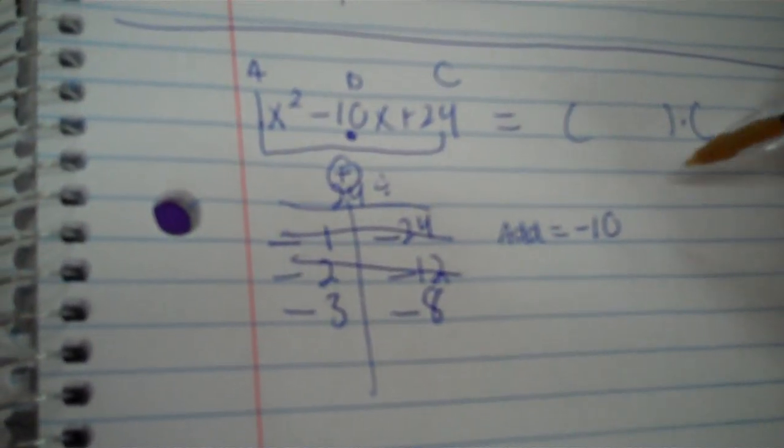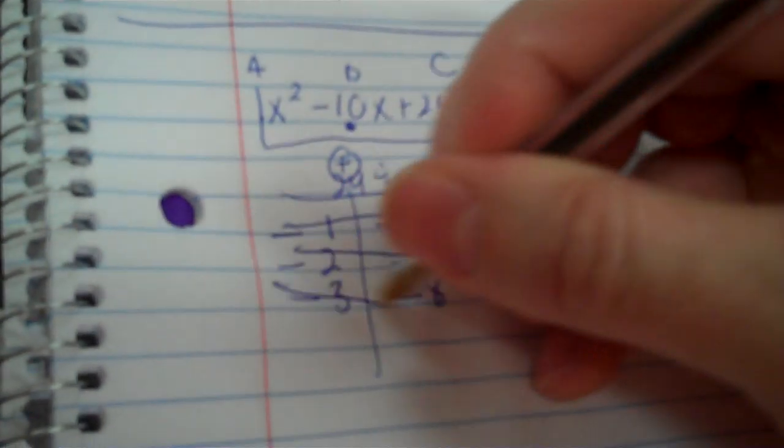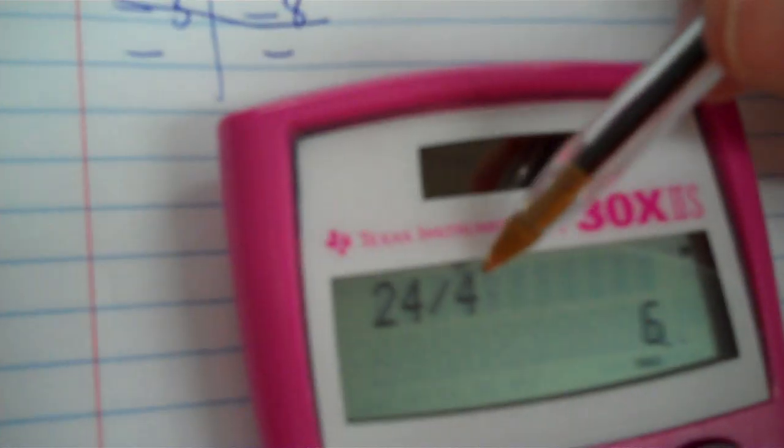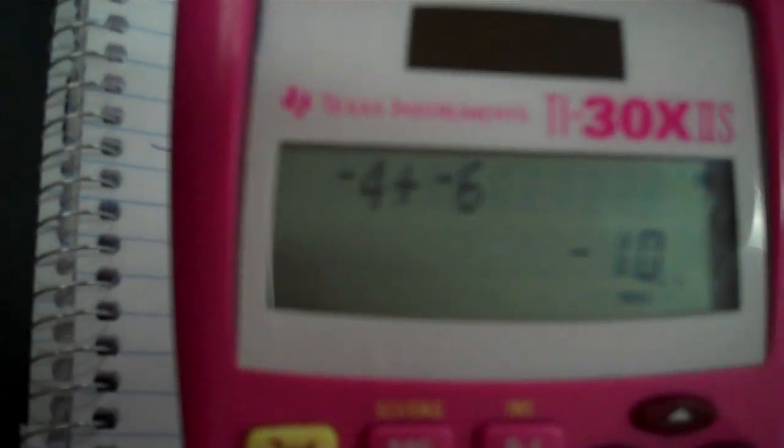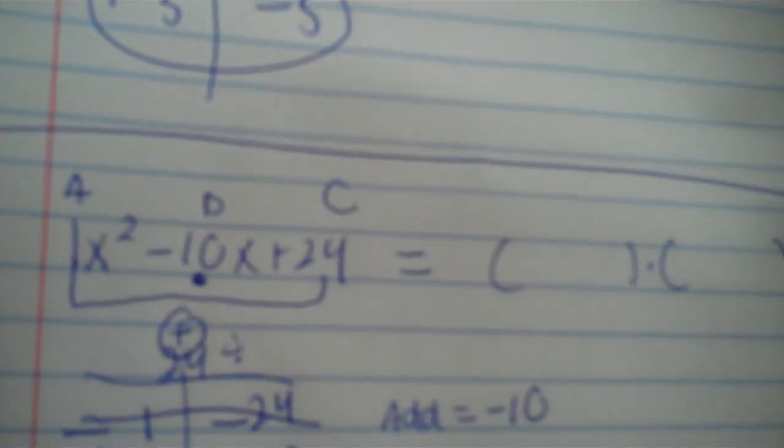24 divided by 3 is 8. If I add those, that's negative 11. Now that's close, but close doesn't cut it, so we got to keep going. 24 divided by 4 is 6. So again, how you do this, the number you divide 24 by goes here. The answer you got goes here. So negative 4, negative 6, does that add up to negative 10? Yep, it does, okay? So I circle those, then I go to my parentheses.